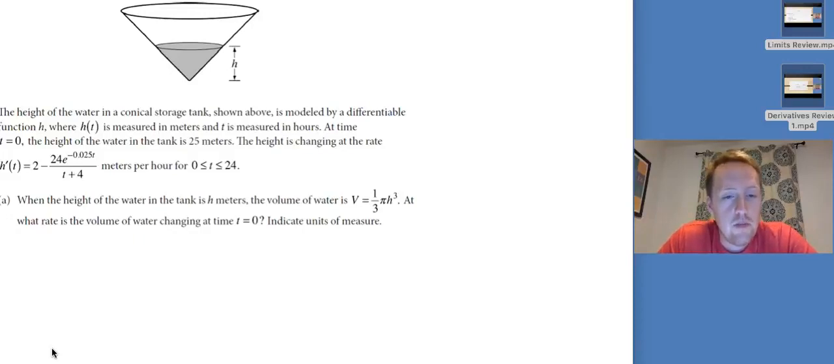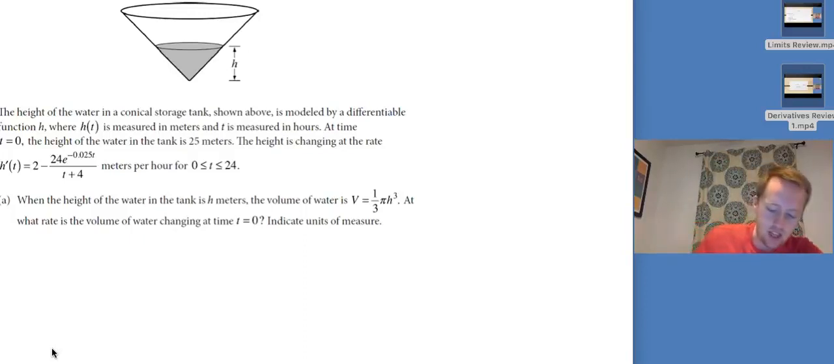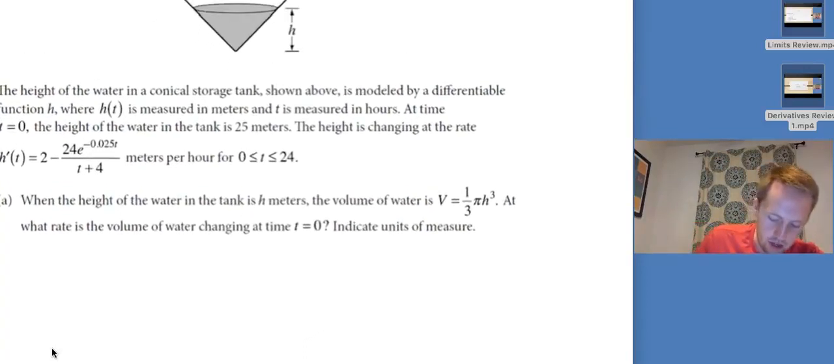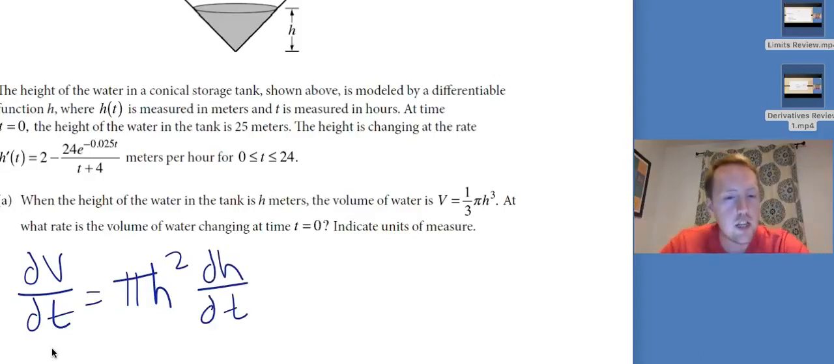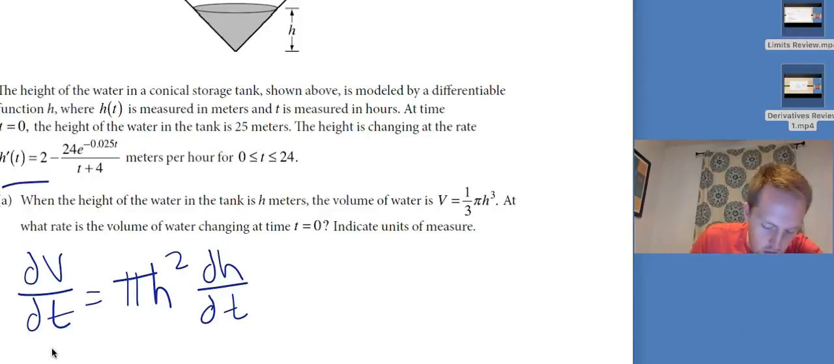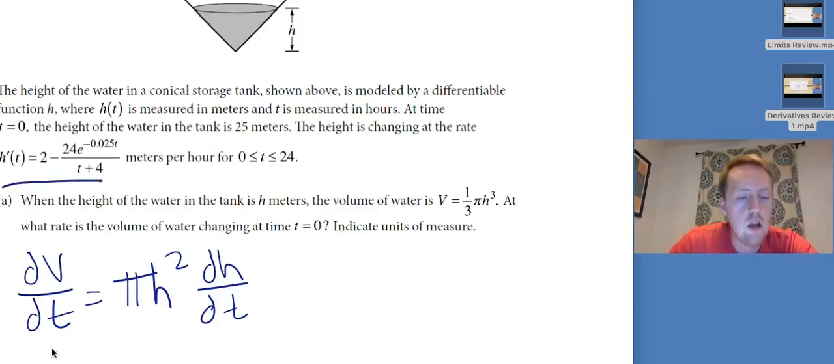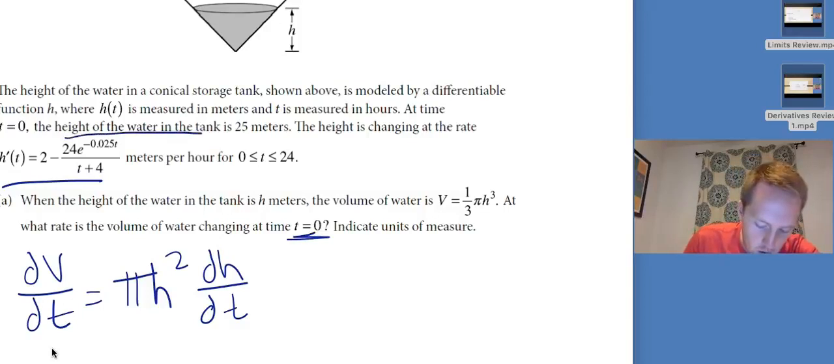Indicate units of measure. Okay, so I want dV/dt. I want the change in volume over the change in time. So I'm going to take that expression that they gave me and do dV/dt. That's going to end up giving me pi h squared dh/dt. Well, remember, dh/dt just means derivative. Well, this also means derivative, right? They said at t equals 0. So I need to plug t equals 0 into the h prime, and I know that when t equals 0, the height of the water is 25.